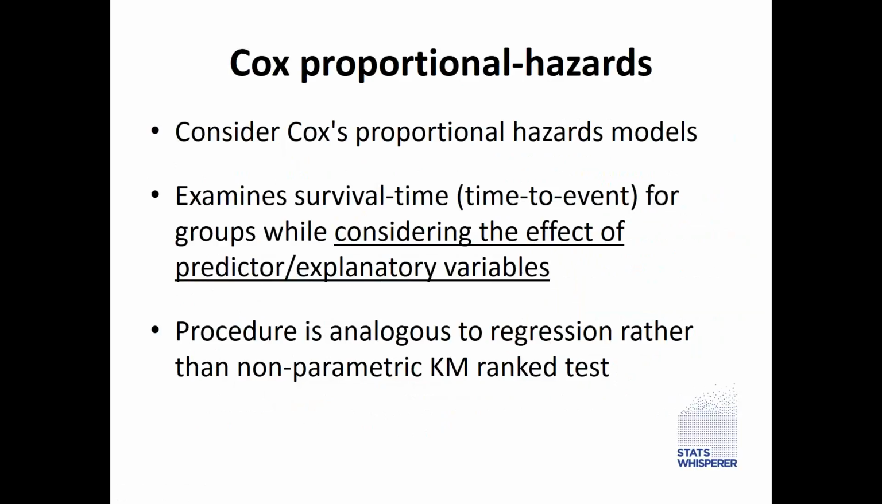So this is the second survival curve that we're examining, right? The Cox proportional hazard model examines survival time for an event for groups, such as our 3 study groups, while considering the effect of predictors, also known as explanatory variables. This procedure is more analogous to regression, unlike the Kaplan-Meier test, which is a non-parametric rank test.